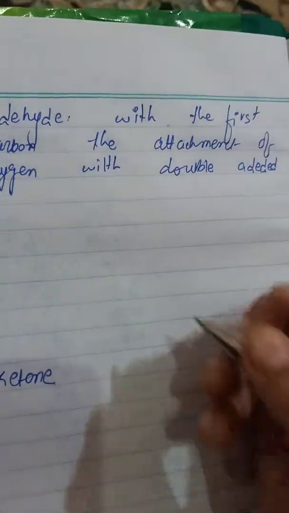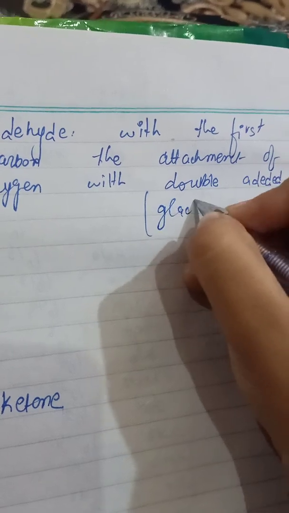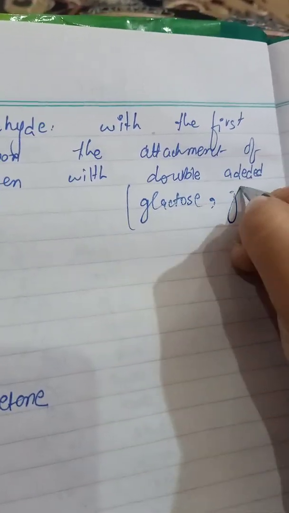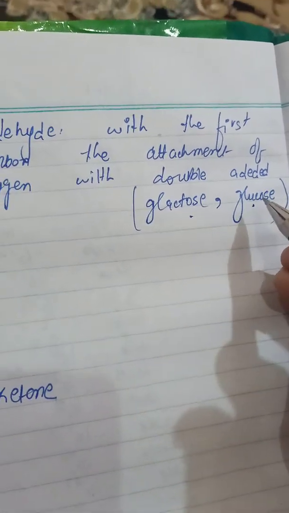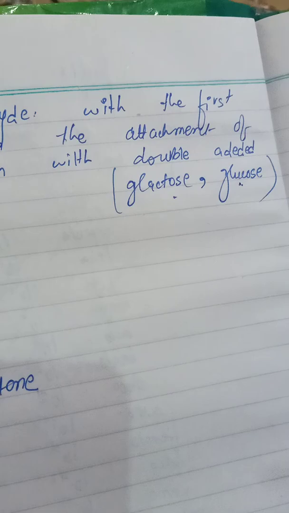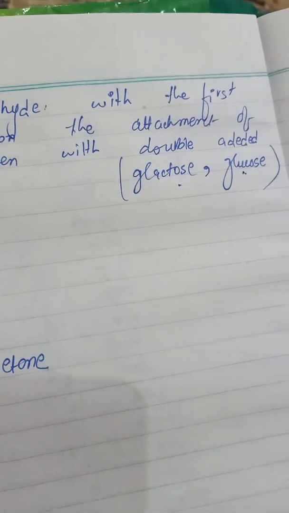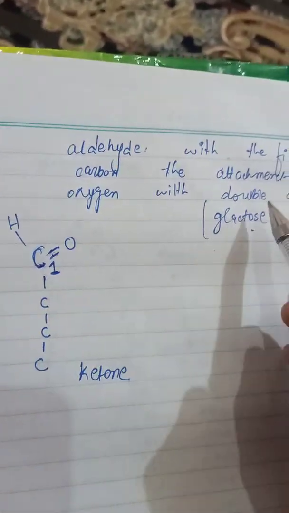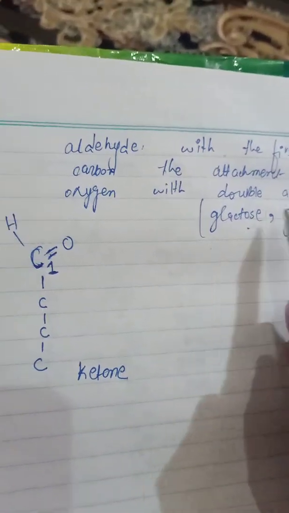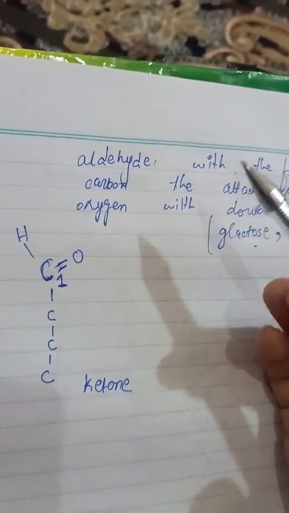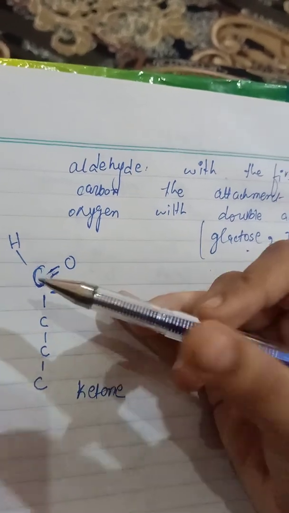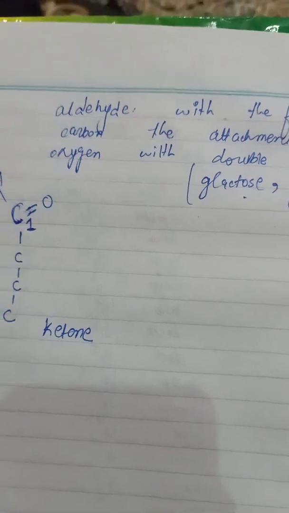Examples of aldehyde groups are glucose and galactose; glucose, galactose and fructose are isomers. Galactose is also an isomer of glucose. They both have this kind of structure, and in these structures carbon 1 has the double bond of oxygen. So that is the identification of the aldehyde.